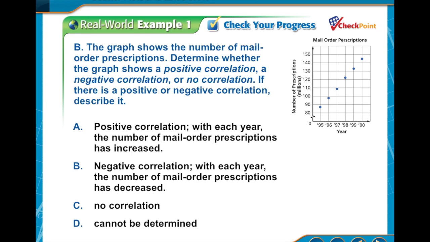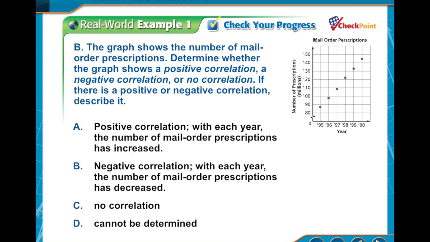This graph shows us the number of mail order prescriptions. We can determine whether the graph shows a positive, negative, or no correlation. So let's think about what the data are doing. As the years go up, so as we move to the right on our graph, what's happening to the number of prescriptions? Well, as the years go up, the number of prescriptions also go up. So they are positively correlated. As the years go up, so do the prescriptions.